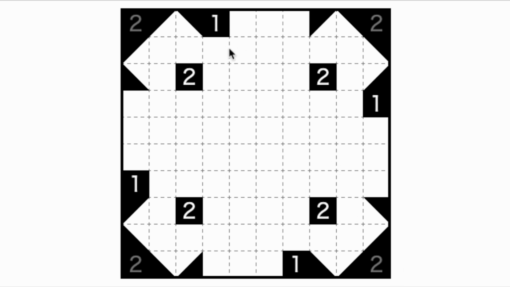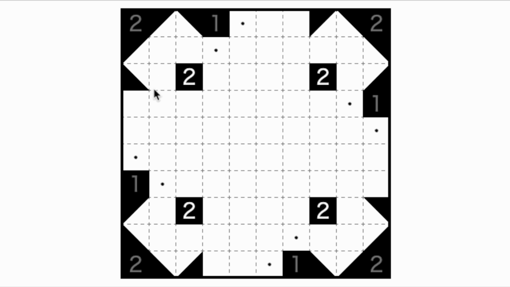Okay, so now we've got some 1 clues that already have their 1 neighbor that they were given. So in each of these cases, we can mark the other 2 neighbors as unshaded. This puzzle being completely symmetric like this, we're going to basically be able to solve a quarter of it.